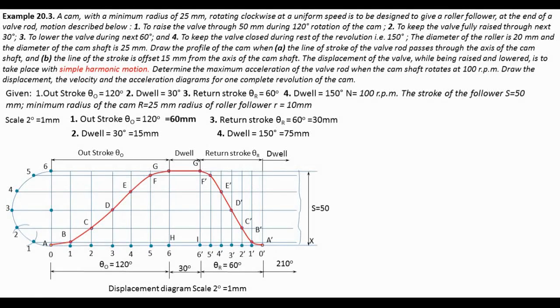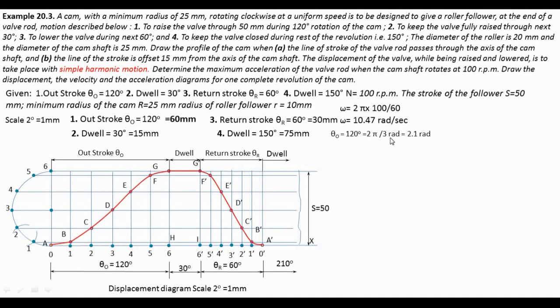So here we need to plot the velocity and acceleration diagram. To plot it, we need to calculate the velocity during outstroke and return stroke, and similarly the acceleration during outstroke and return stroke. So let us calculate. Before that, let us calculate omega, the angular velocity of the cam. Here the angular speed is 100 rpm. So omega is 10.47 radian per second as per calculation. We have used the formula 2 pi N divided by 60. Let us consider the outstroke angle, which is 120 degree.